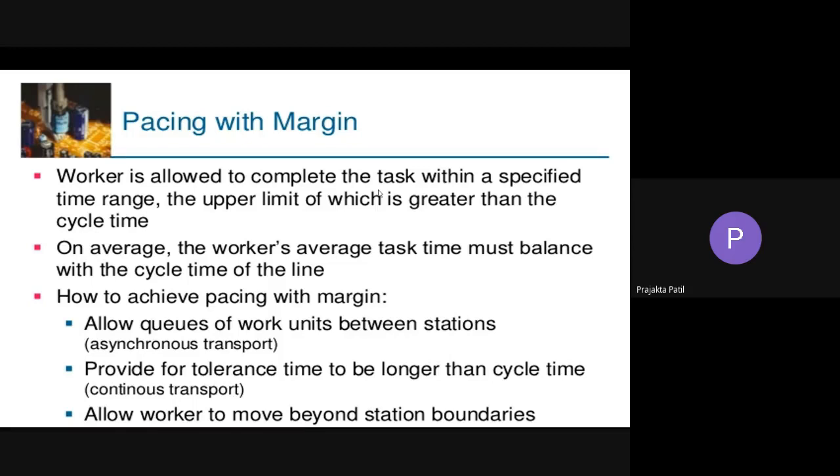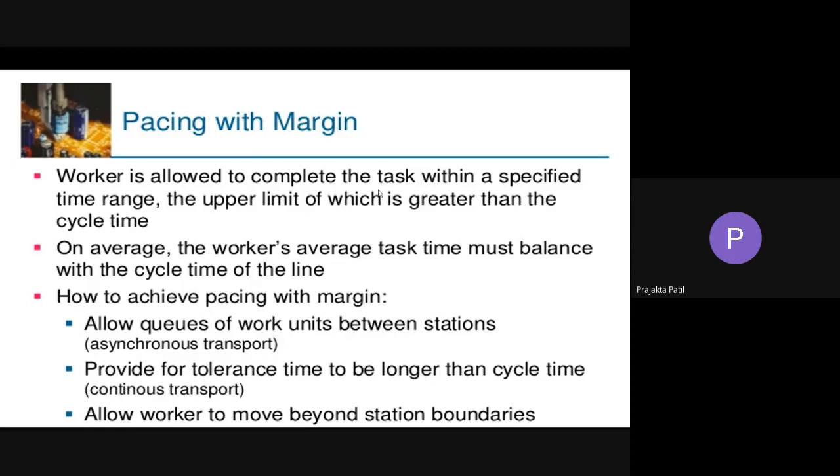Second is designing the line so that the time a work unit spends inside each station is longer than the cycle time. So you already have to give some extra time. And the third one is allowing the workers to move beyond the boundaries of his or her own station. So what happens in the first method? The first method is implemented using an asynchronous transport system.